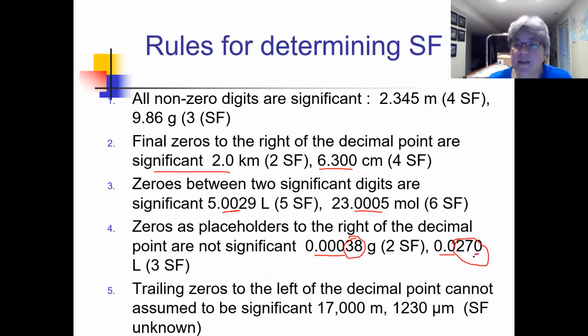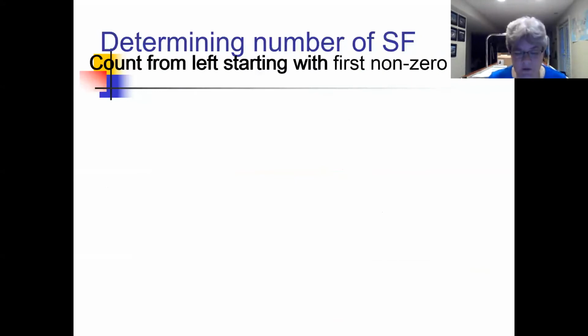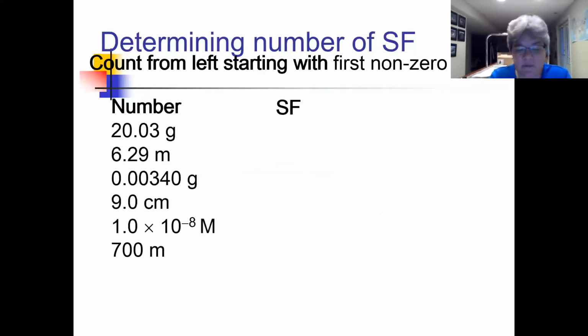But remember, this one at the end is significant. And then if you have a number that ends in 0 to the left of the decimal, like these two, 17,000 and 1230, we actually do not know if those are significant or not, because we don't know how the measurement was made. Okay, so those are the quick rules. Let's just practice a little bit. An easy way to determine significant figures is you just start at the left with the first non-zero digit and you count. We've got a bunch of numbers here.